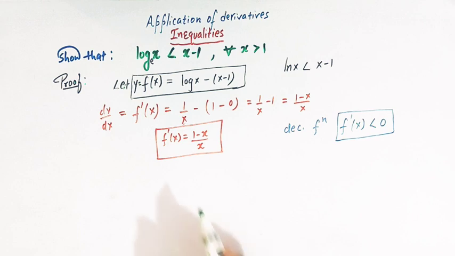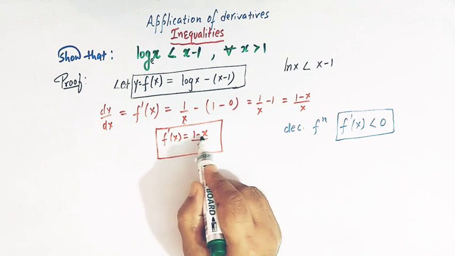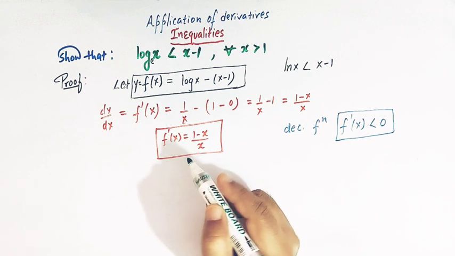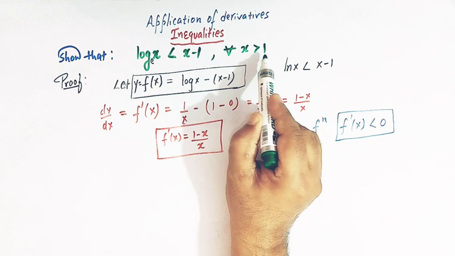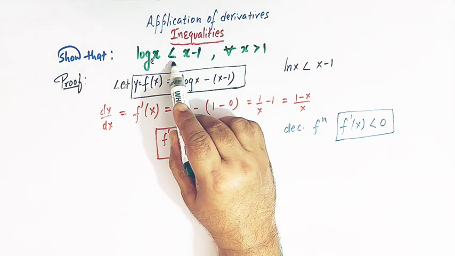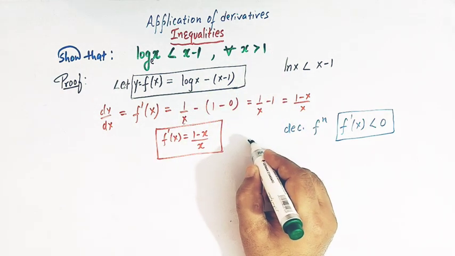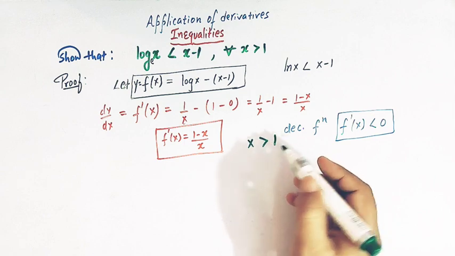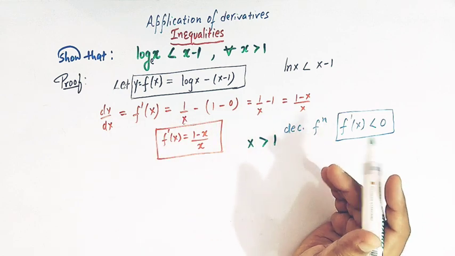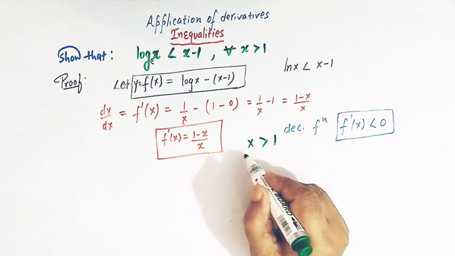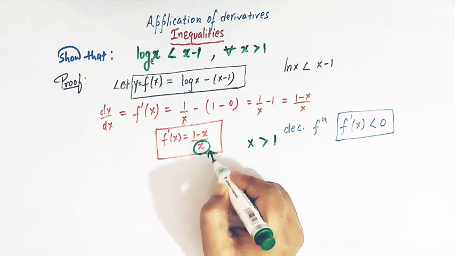So now let us look at the derivative. Now see, in f prime of x, we have the numerator as 1 minus x and the denominator as x, right? Now see, here we have the values of x which are greater than 1, right? So we have to prove this inequality for all values of x which are greater than 1, right? So whenever we have the values of x which are greater than 1, then they are all positive, right? Because all the numbers which lie towards the right of x equal to 1 are positive. So the denominator is always positive, right?